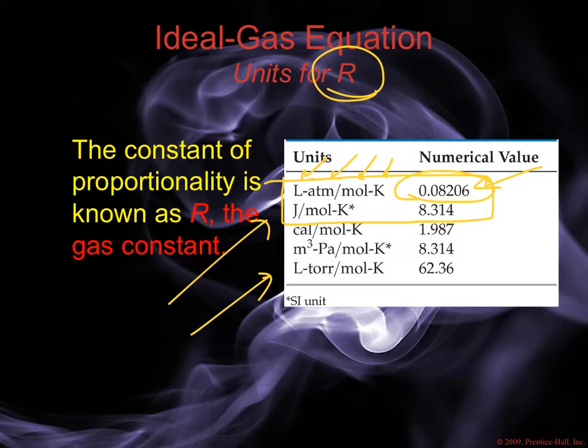0.08206. And what you need to be very careful about when you're doing calculations is that the units of your other properties match these units. So in other words, volume has to be in liters, pressure has to be in atmospheres, and of course moles, and temperature has to be in Kelvin in order for this R value to be appropriate.